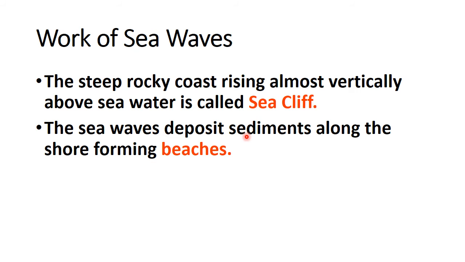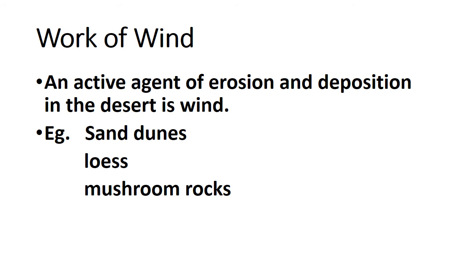Let us now look into the work of the wind. Wind is an active agent of erosion and deposition in the desert. And we'll study about these landforms which are found in the desert: sand dunes, loess, and mushroom rocks.